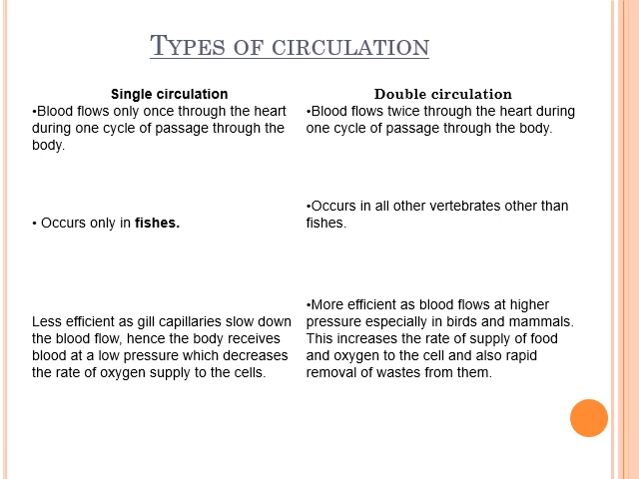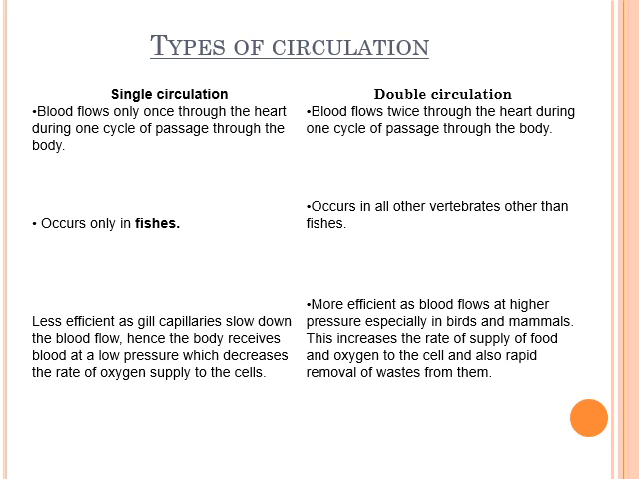Now there are 2 types of circulation, single circulation as well as double circulation. In single circulation, blood flows only once through the heart during one cycle of passage through the body. But in double circulation, blood flows twice through the heart during one cycle of passage through the body. Single circulation, as we have seen in the previous slide, occurs in fishes, and examples of double circulation are birds as well as mammals.